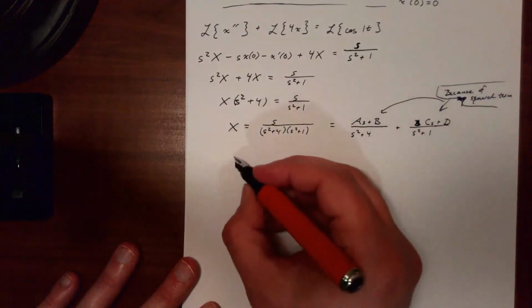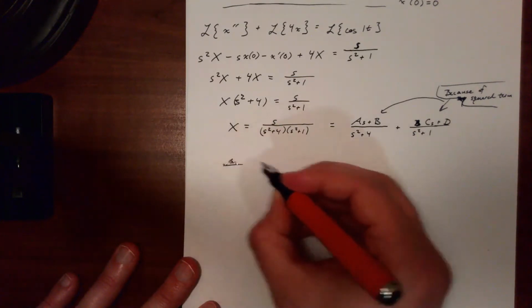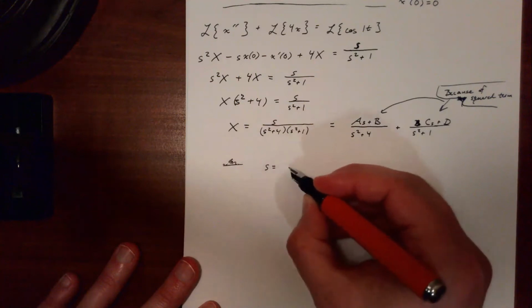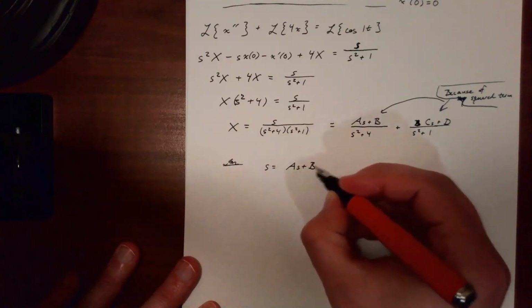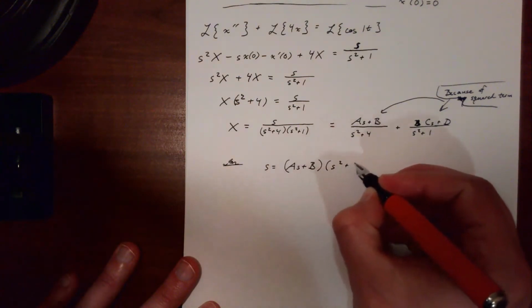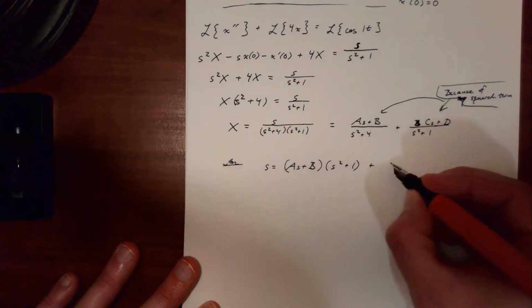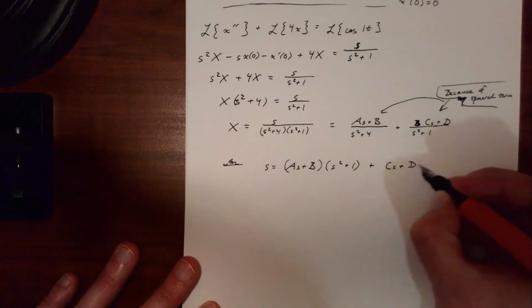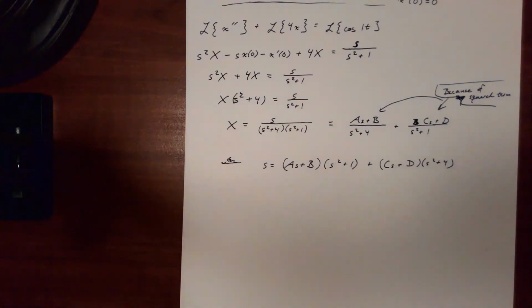Okay, well then that means s is equal to As plus B times s squared plus 1, plus Cs plus D times s squared plus 4.